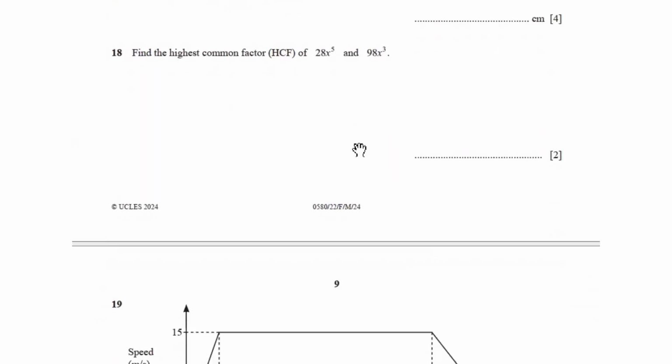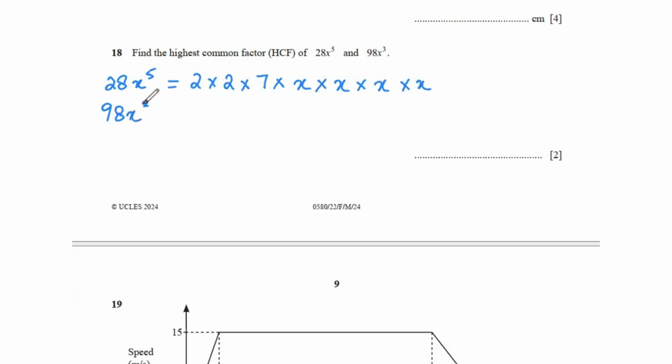Then question 18 says find the highest common factor HCF of 28x to the power 5 and 98x cubed. So if we rewrite 28x to the power 5 into its prime factors, that's basically 2 times 2 times 7, and then we're multiplying 5x's. So these are the 5x's. And then for 98x cubed, that's going to be 2 times 7 times 7 times 3x's.